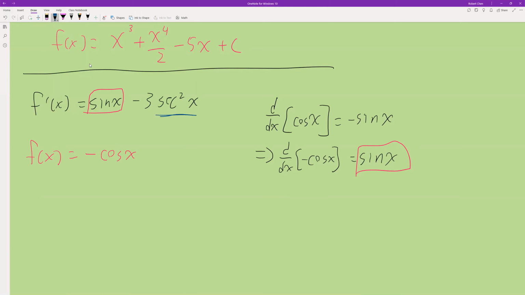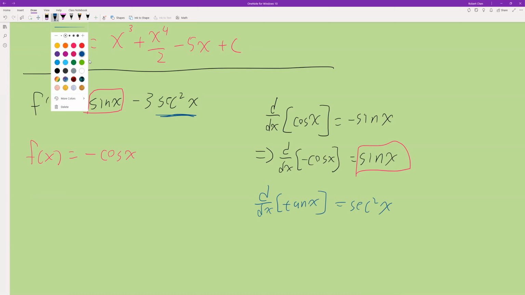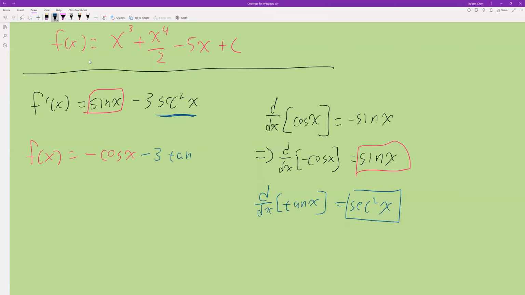Now for the secant square, we want to know where it came from. We know that the derivative of tangent x is secant square, so secant square comes from the derivative of tangent. So that will be -3 tangent x. Now, if this were a sine square, or something like cosecant, then we wouldn't know what to do. But in this case, we have sine and secant square, which are pretty easy to find because they come directly from differentiation rules. One is the derivative of cosine, and the other is the derivative of tangent.